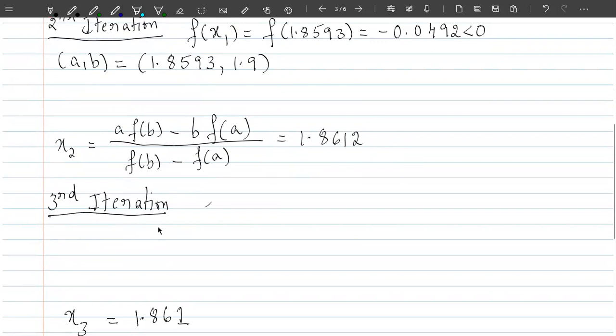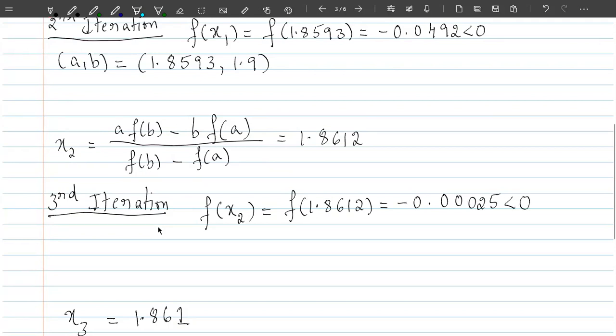So now I need to perform the third iteration. For the third iteration, we will calculate the value of f of x2. What is f of x2? That is f of 1.8612. And if you calculate that, the answer is minus 0.00025. Again, a negative value. So from this, I can make a new interval a comma b. Now, this will be a, and the value of b will be nothing but 1.9 itself. So I get 1.8612, and here I get 1.9.